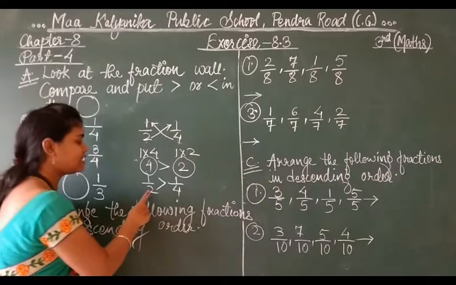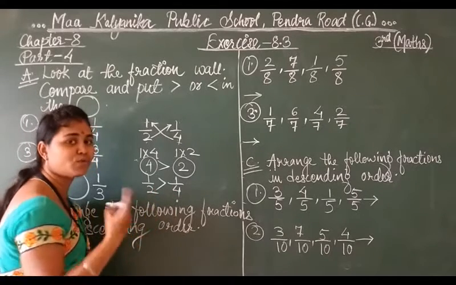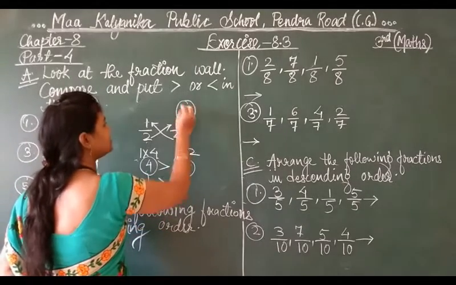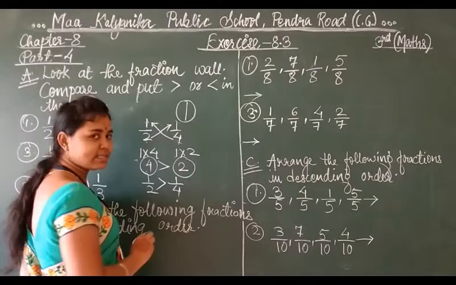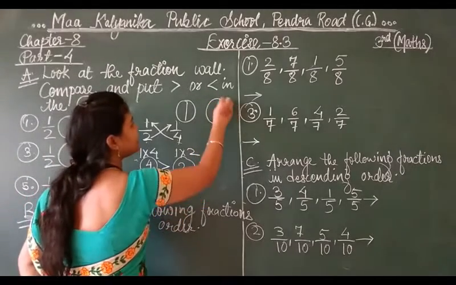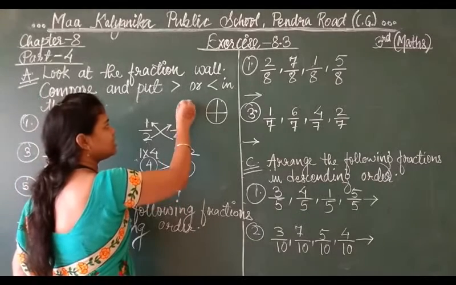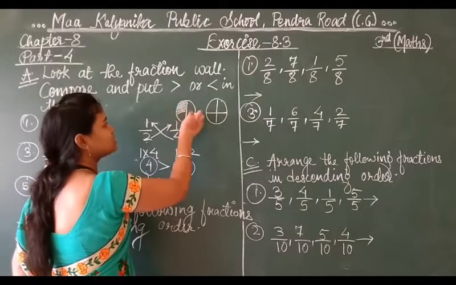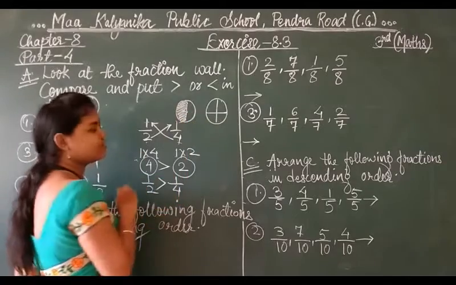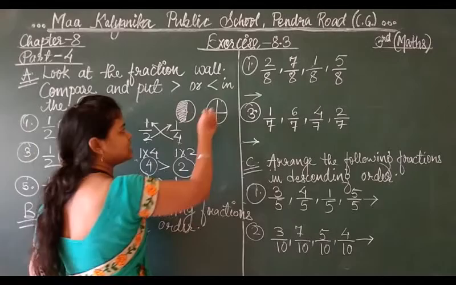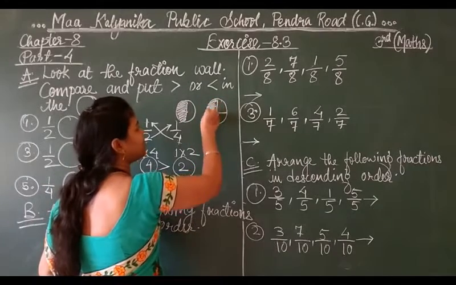Don't think that here 2 is there, here 4 is there, so 4 will be greater. No. What is the meaning of this? I am drawing here one circle. Here it is given 1 by 2 and here I am showing 1 by 4. 1 by 2 means one shape is there, out of that only two parts are there and one is shaded. For example, 1 by 4: here it is divided into 4 parts, same circle, and only one part is shaded.